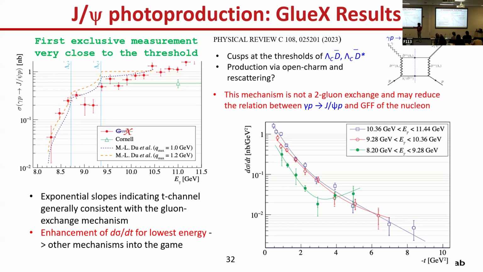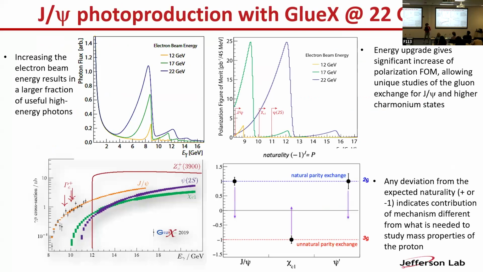It seems that there are two cusps here, and these two are exactly at the position where there is an open charm production, a charm production in a process like this one. So it seems that this two-gluon exchange really should be verified with high precision data. And this is what we plan to do with the 22 GeV.